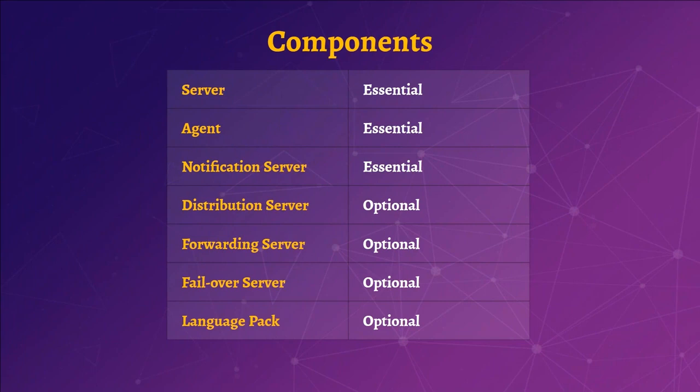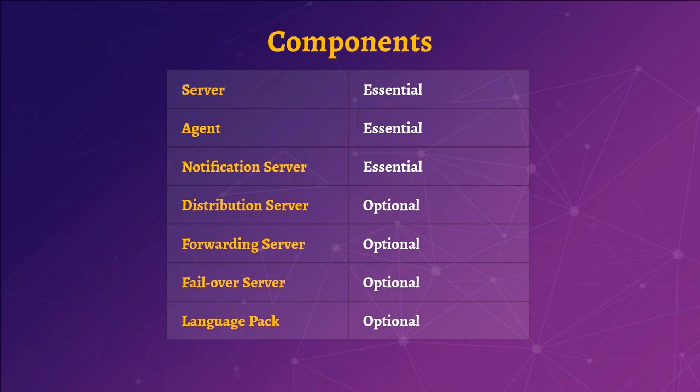Now let's look at the components that are required or optional for managing Desktop Central. Server, which is an essential component, you will have to install it on any one of the supported operating systems. Agent is also essential. You will have to install the agent application on all the machines in order to manage them. Notification server is also essential. We'll talk about this notification server while we deploy packages. The notification server is a service that will be running along with your central server.